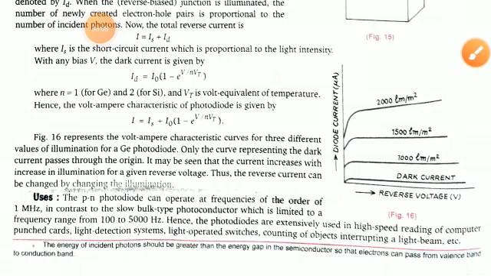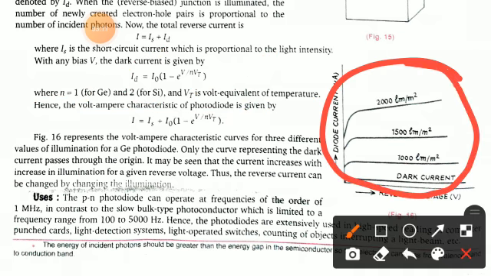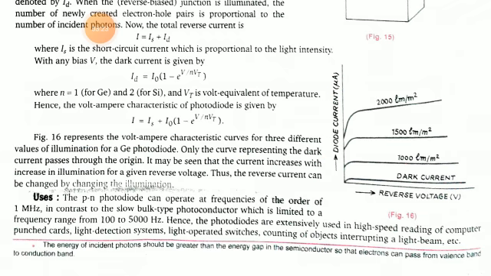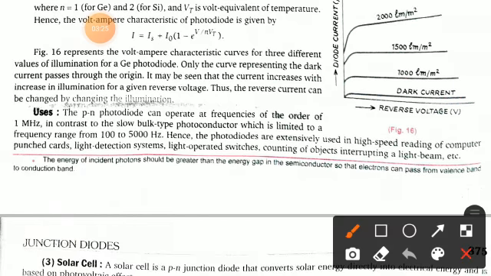Now here you can see this is figure number 16, and what the figure tells about, it represents the volt ampere characteristic curves for three different values of illumination for a germanium photodiode. So only the curve representing the dark current passes through the origin. It may be seen that the current increases with increase in illumination for a given reverse voltage. Thus the reverse current can be changed by changing the illumination. Clear?